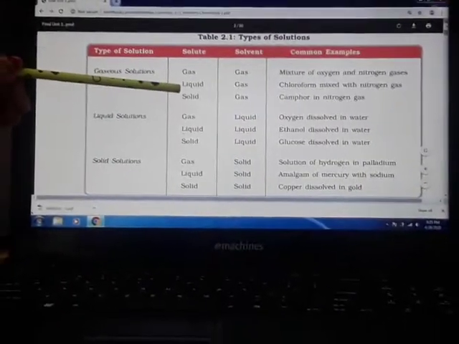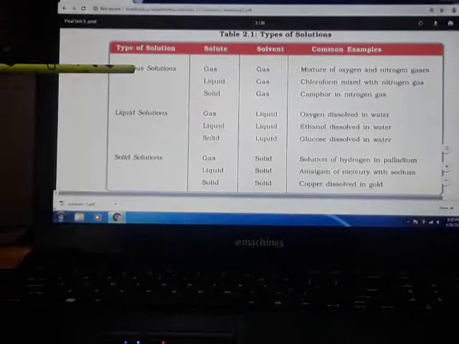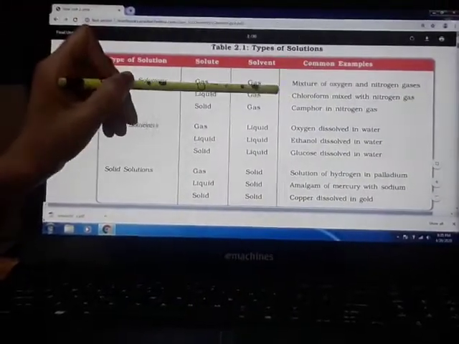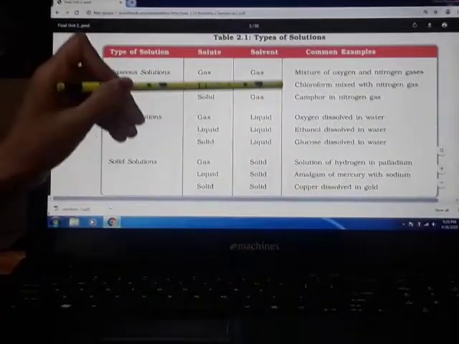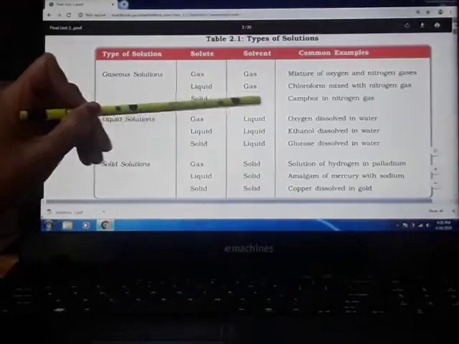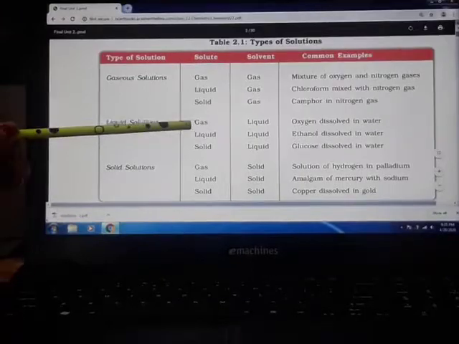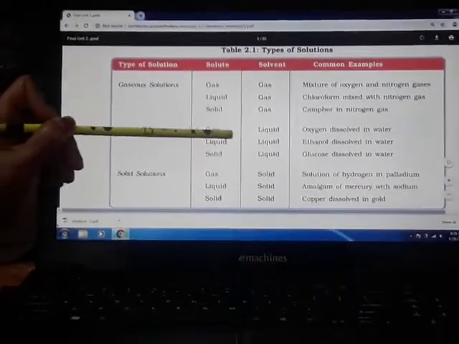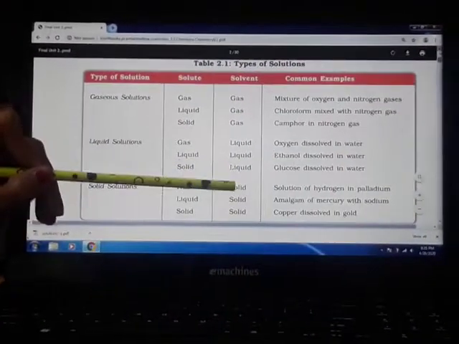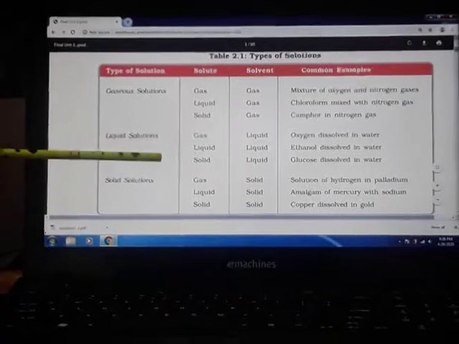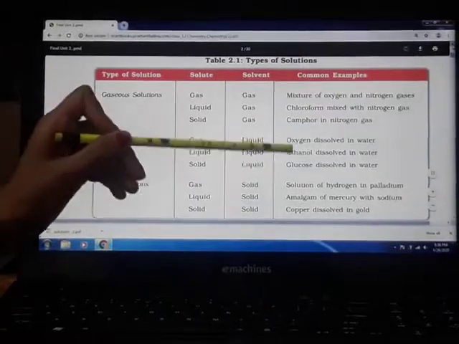Next, if the solute is in liquid state and the solvent is in gaseous state, we have the solution again in gaseous state, and the best example is when chloroform is mixed with nitrogen gas. Chloroform, children, keep in mind, is a highly volatile liquid. Then next, again the solution will be in gaseous state. The solute here is in solid state and the solvent is a gas, and the best example here is camphor in nitrogen gas.